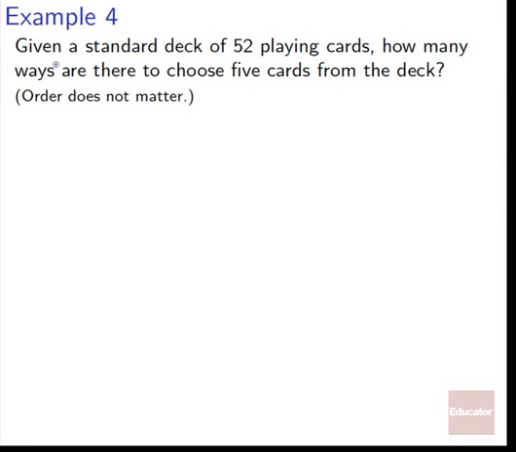Fourth example: given a standard deck of 52 playing cards, how many ways are there to choose 5 cards from the deck? Notice it said choose, and choose means order does not matter. So, how does choose work? If it's 52 choose 5 things out, alternatively we could write it with the large parentheses and 52 choose 5, where the number we're pulling out of is above the number of things we're pulling out. How many ways are there to pull out 5 cards from 52 if we don't care about the order?